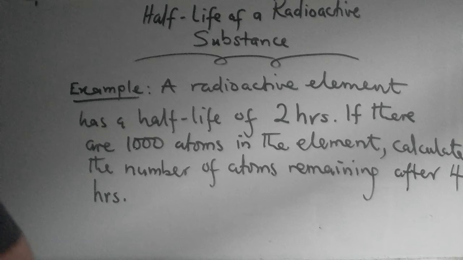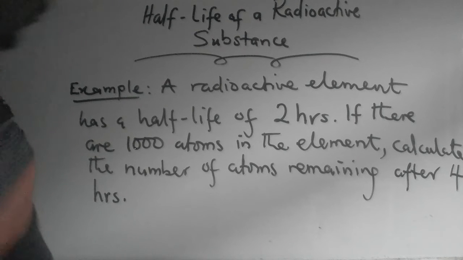A radioactive element has a half-life of 2 hours. If there are 1,000 atoms in the element, calculate the number of atoms remaining after 4 hours.